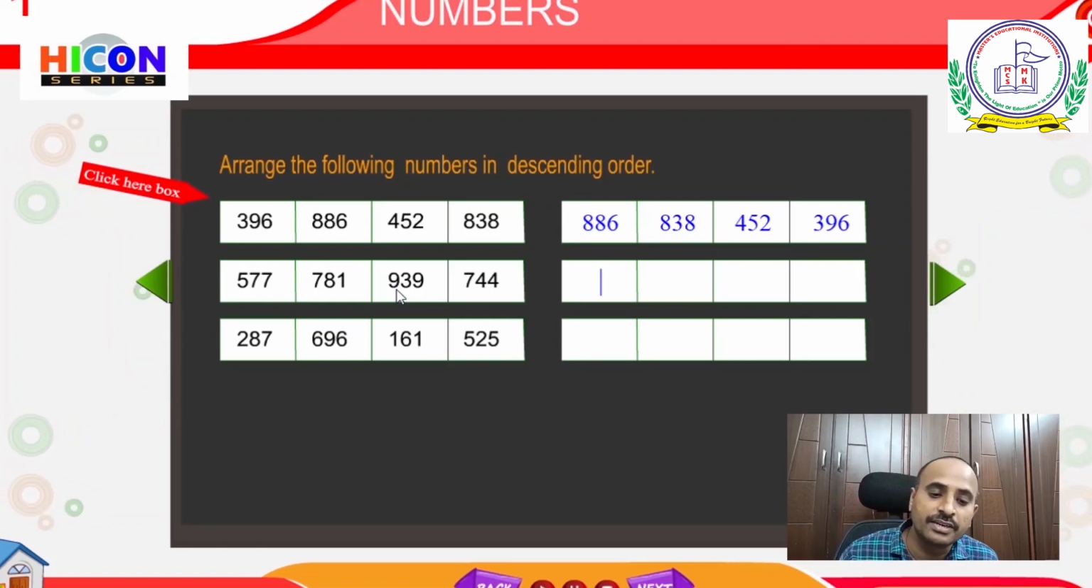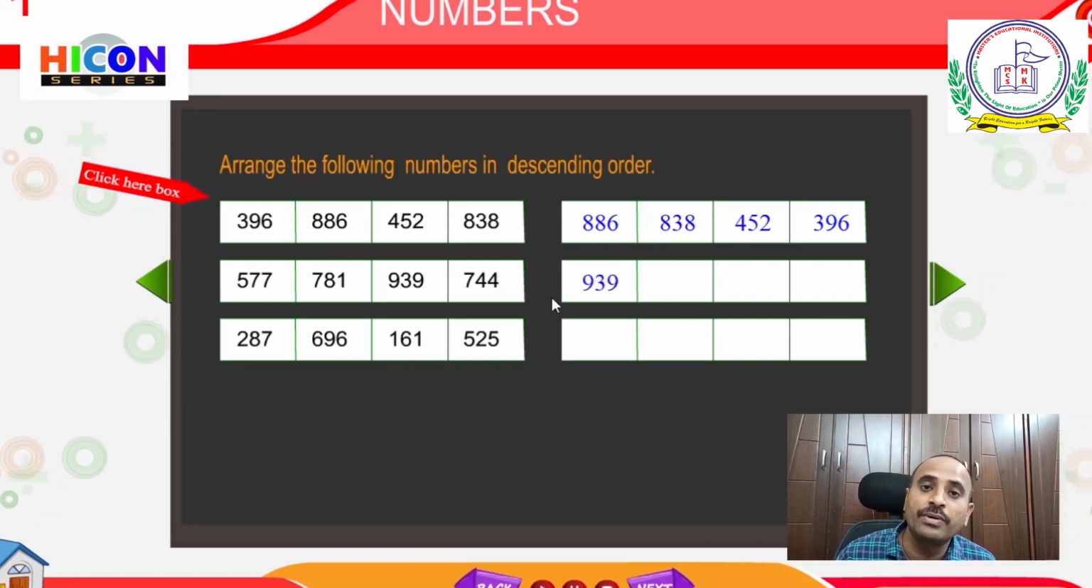So children, there are three numbers remaining. Those are 577, 781, 744. So among 5, 7, which one is greater? 7 is greater. But there are two numbers with first digit 7. They are 781, 744. These two numbers have same first digit, that is 7. Now compare the second digit in these two numbers. So in 781, the second digit is 8. In 744, the second digit is 4.